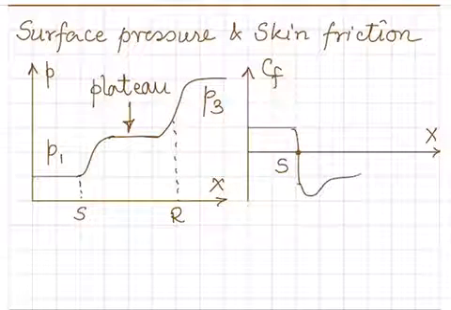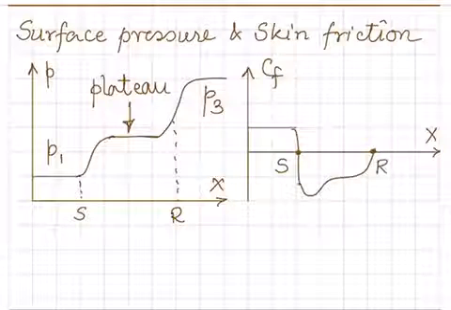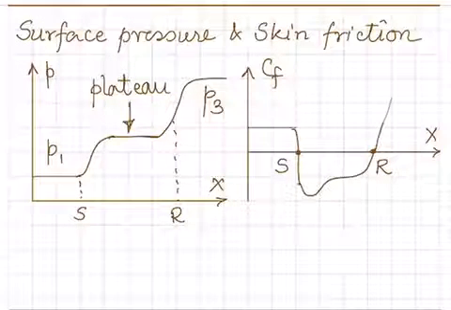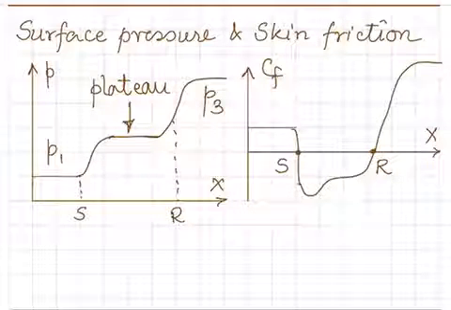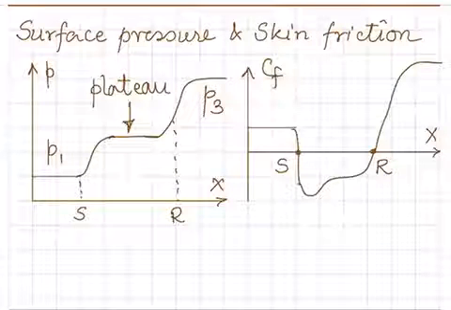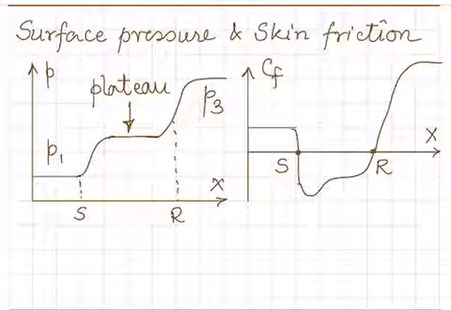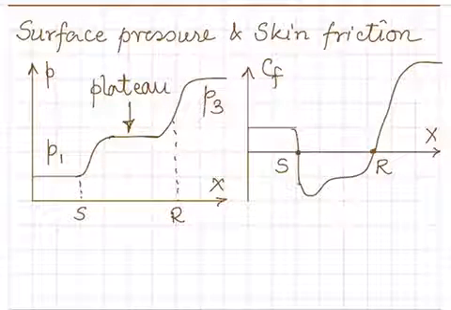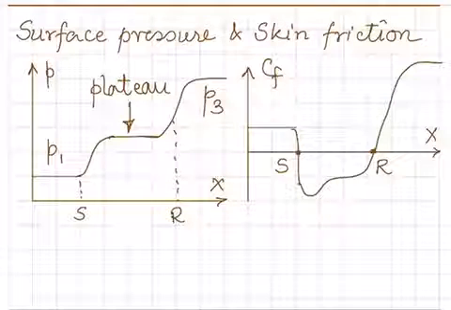It has a pattern something like this, and then it goes from negative to positive at reattachment and goes to a high value behind the reattachment point, when the flow starts recovering from this interaction. CF increases, takes high values, and heat transfer also has high values in the reattachment and post-reattachment region.